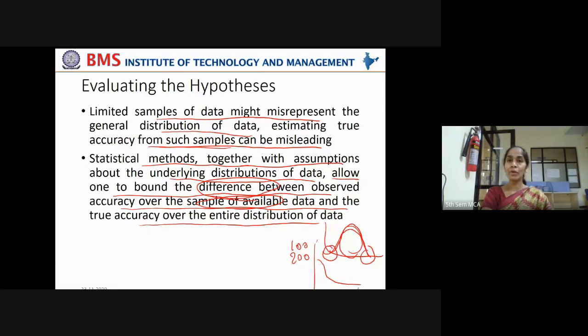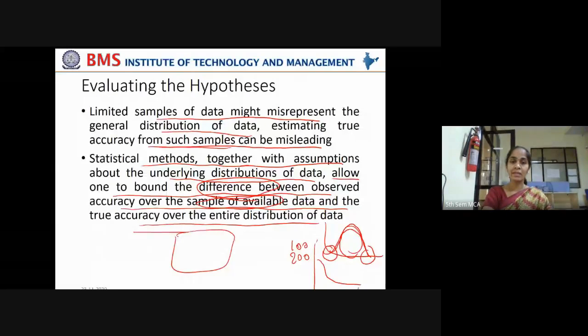Got it? Sample of available data means, say, I take 30 students' data. Over the entire distribution of data means I take 60 students' data. Now, if the hypothesis is correct for 30 students' data, it should also hold good for 60 students' data, 100% of the population. My class having 60 students is my 100% population, my population of study. Now, in that I'm taking 30 students' data, and that is my sample.